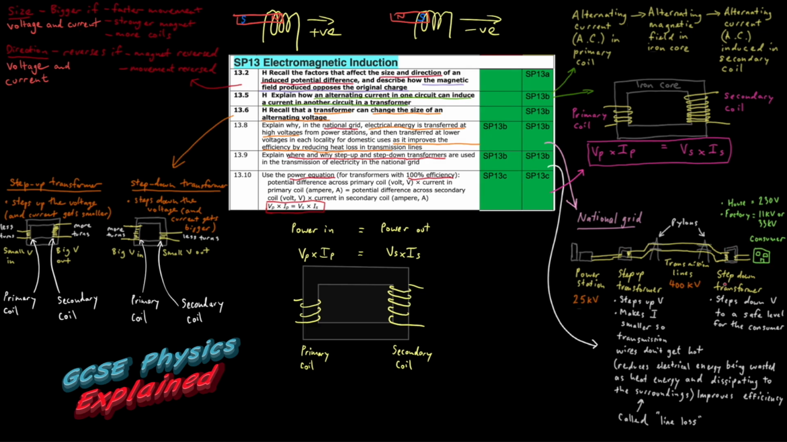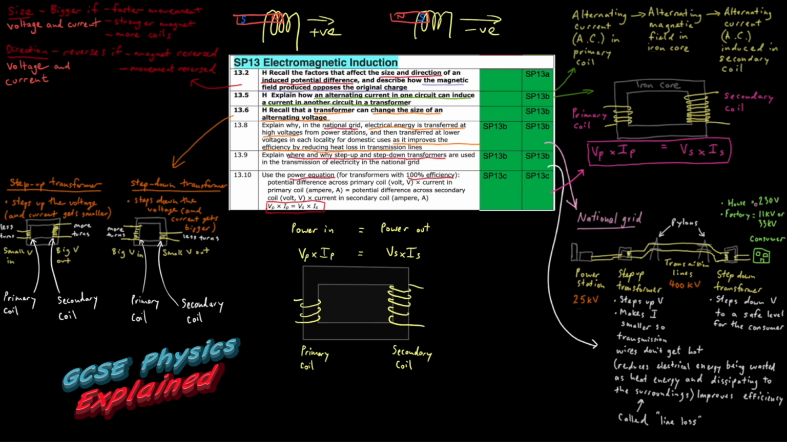Because remember, if we step down the voltage, that's going to make the current go big again. And as soon as the current goes big again, you're going to end up losing heat. You're going to get that line loss coming back. So we wait right until the last minute to step the voltage back down when we're in the locality, when we're local to where we need the power.